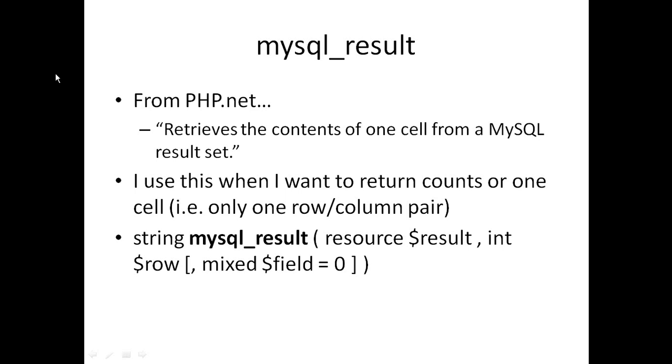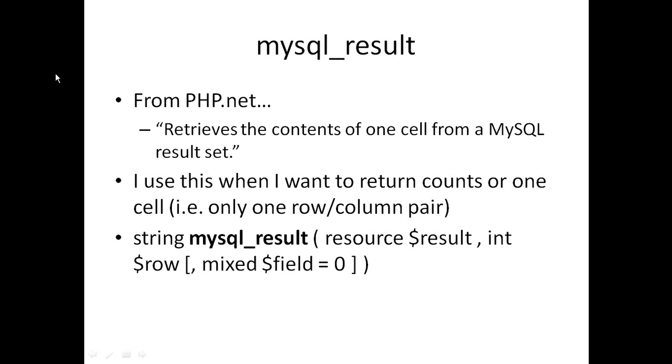What I mean by counts is a lot of times I might do select count(*) from such and such a table where such and such. Then there will only be one row and one cell returned: one row, one column, which is one cell. So I'll use mysql_result to get that value because it's much more efficient if you're just getting one particular cell. mysql_result returns a string.